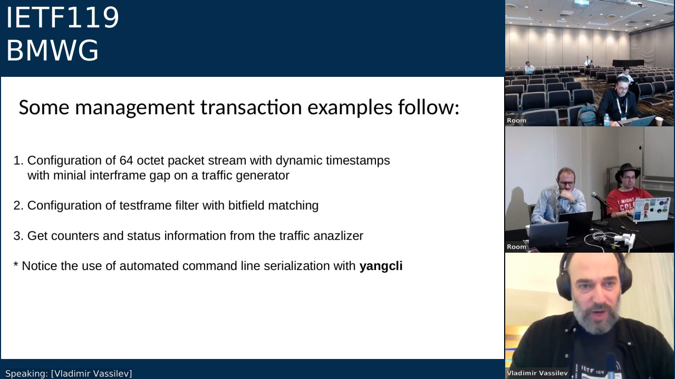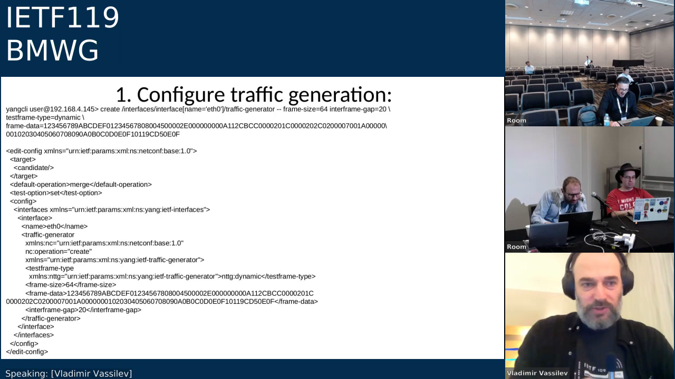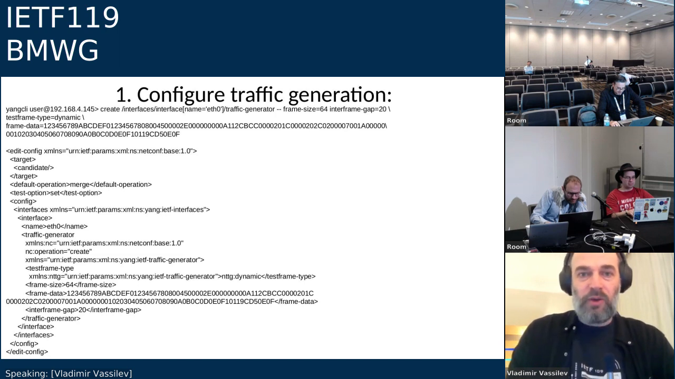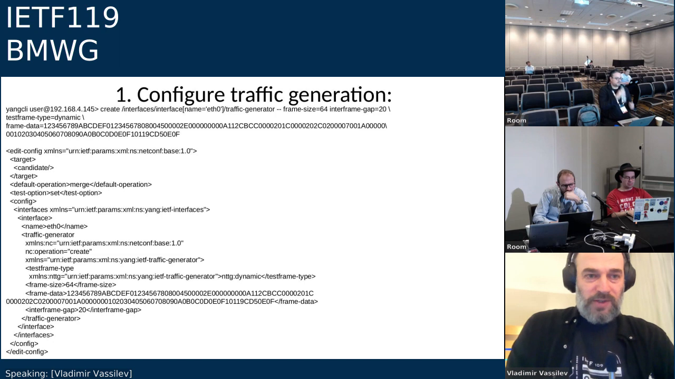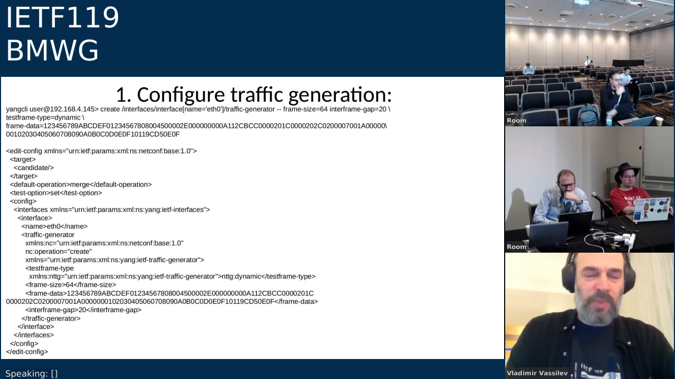The next three slides will have a configuration of a 64-octet packet stream, which is this one. You can see the datagram, which is based on the model and the YANG tree that we just saw. This simple case specifies a 64-octet stream with a minimal interframe gap and a dynamic test type, for which the model specifies a working solution for a dynamic test frame, which allows you to get latency on each test frame and keep sequence. If you're using a static type, then nothing would change in the frame data. If you use dynamic, it changes some of the last octets of the frame as it progresses with the stream.